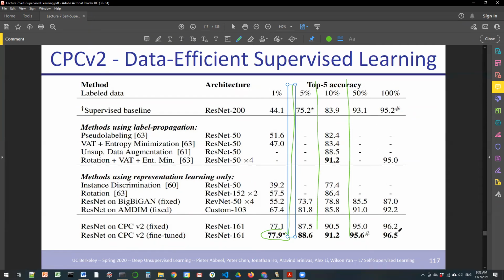And what is fascinating to me, at least, is that even at 100% data availability, the supervised baseline is 95.2. If you fine tune, you get up to 96.5. So this is almost a 1.3% difference. Right. So if you fine tune after learning on unsupervised, you're actually able to do even better at 100% labels than the results that you get using CPCV2.